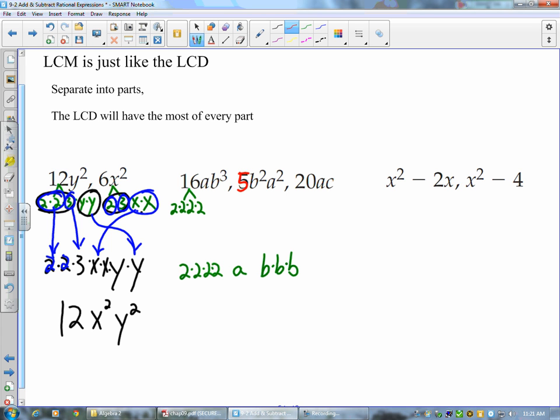Okay? The next one is 5B squared A squared. So we need to have at least a 5 in there. Do we have a 5? No. So we need a 5 in there. We need 2 B's. We have 2 B's. And we need 2 A's. We have 1, so I'm going to add 1 more. Now I'll have a 5, I'll have an A squared, and a B squared. You can kind of see it in this list of parts.